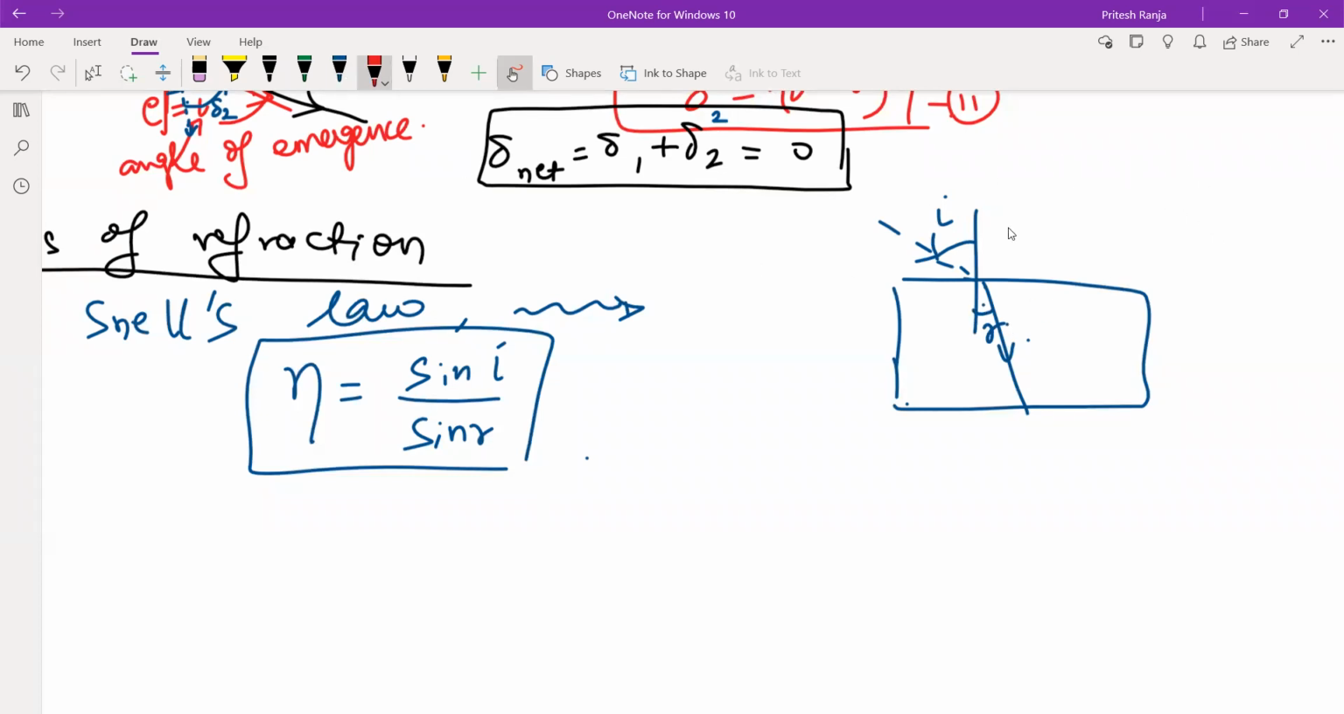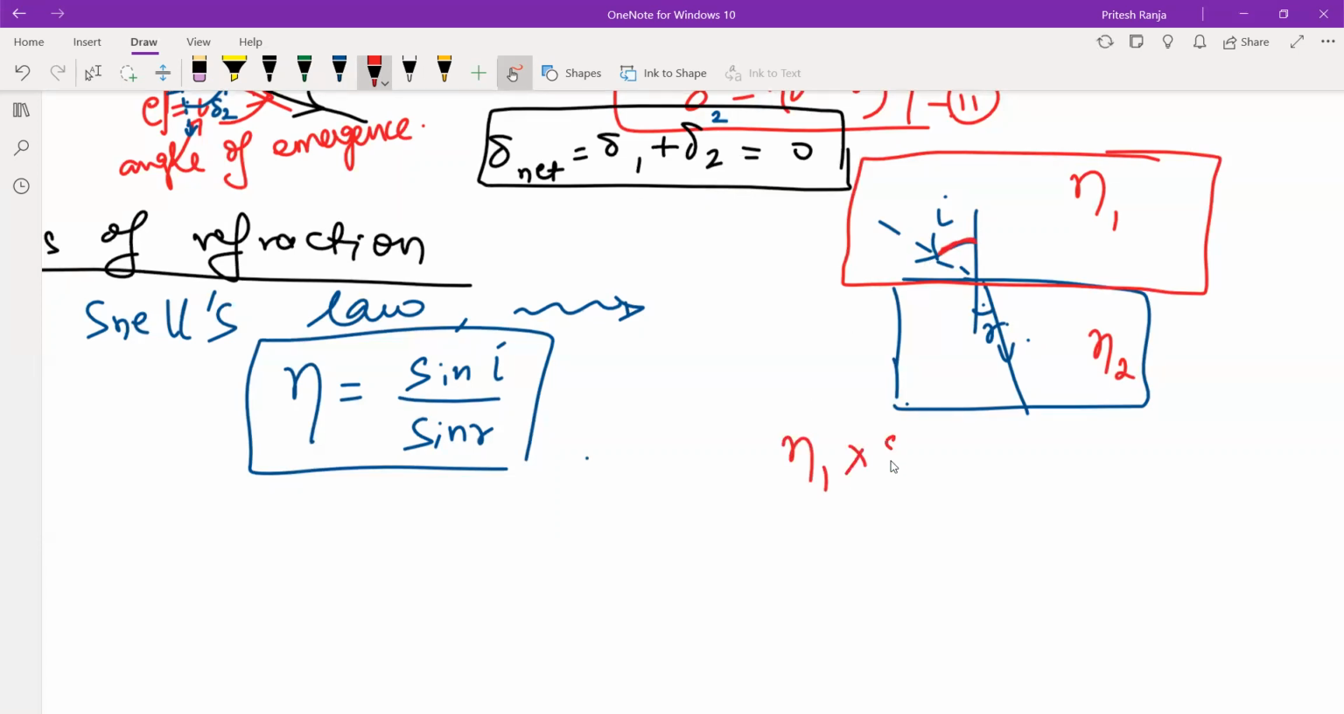So every medium has its own refractive index. Let us say this medium has refractive index N1 and this has refractive index N2. So we will remember to multiply the refractive index and the sine of angle in that medium. So here, what is the angle in this medium? I. So we'll do refractive index N1 into sine I, and this will be equal to the refractive index multiplied by sine of angle in that medium. So this is the correct way to use Snell's law.